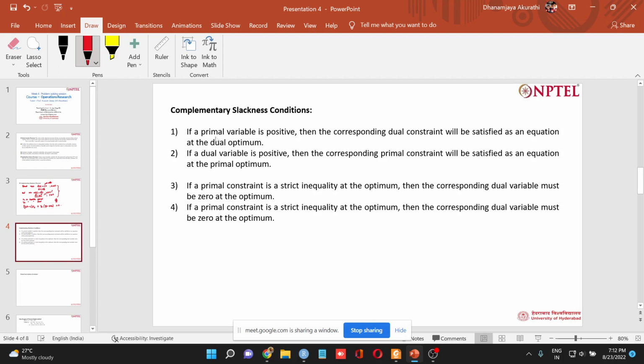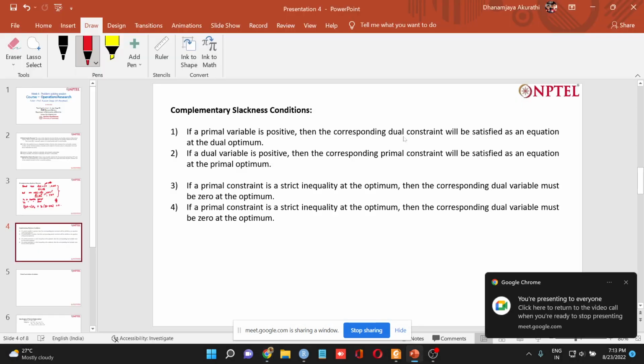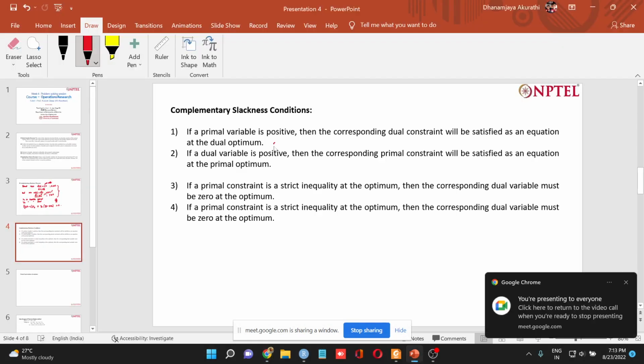let us suppose the second primal variable is positive. Then the corresponding dual constraint, that means the second dual constraint, will be satisfied as an equation. The dual constraint would normally be of greater than or equal to, or less than or equal to type. But here we are saying that if the primal variable is positive, then the corresponding dual constraint is satisfied as an equation at the dual optimum. This is the one condition.